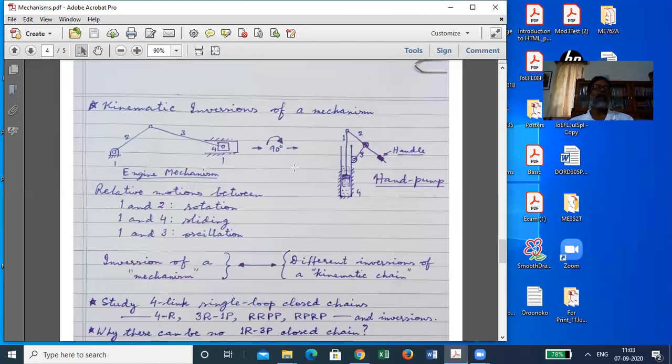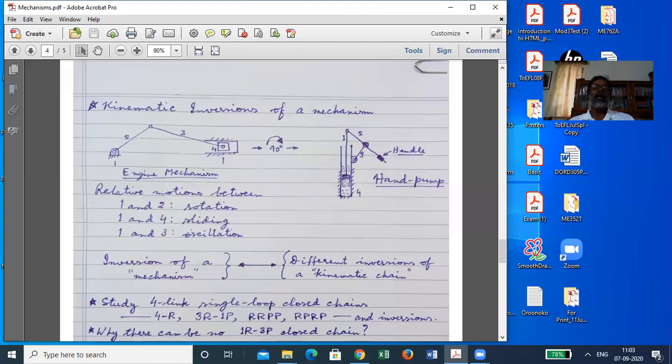Structurally, what has happened? We have released link 1, allowed it to move. Okay, now it is the bucket which is coming up, going down, coming up, going down, as you take the handle and go up and down, up and down. Basically, when you take this up, this goes down, and the other way around. You know how a hand pump operates.